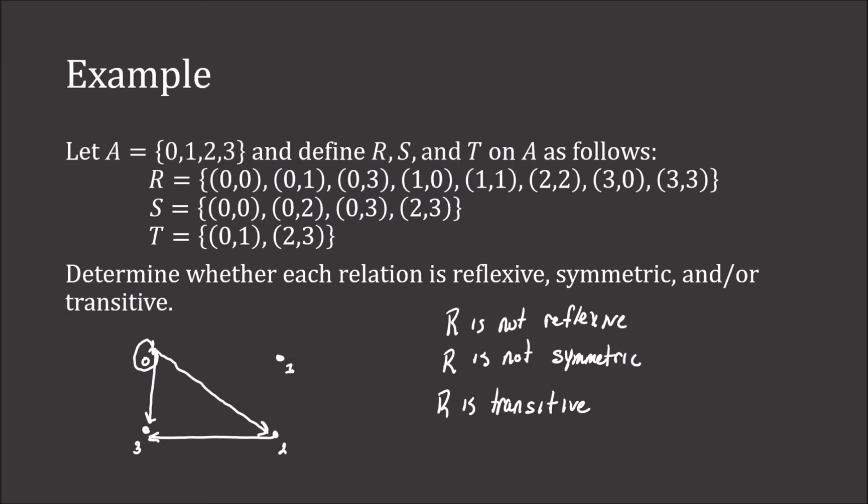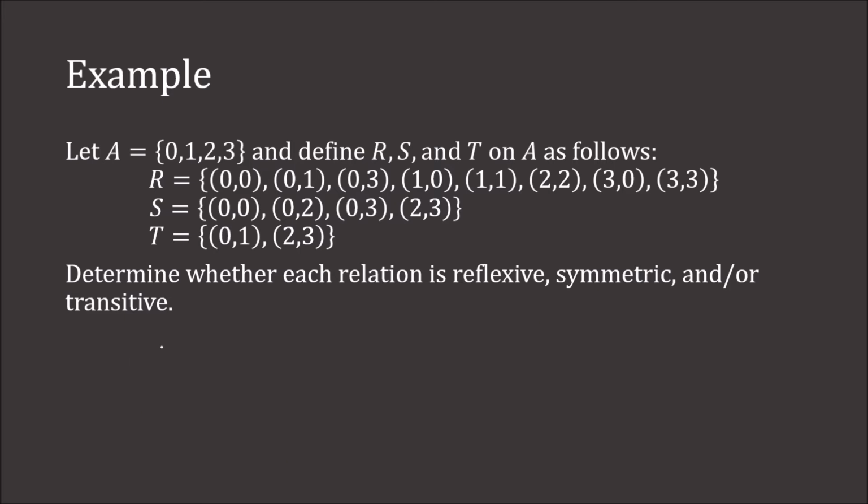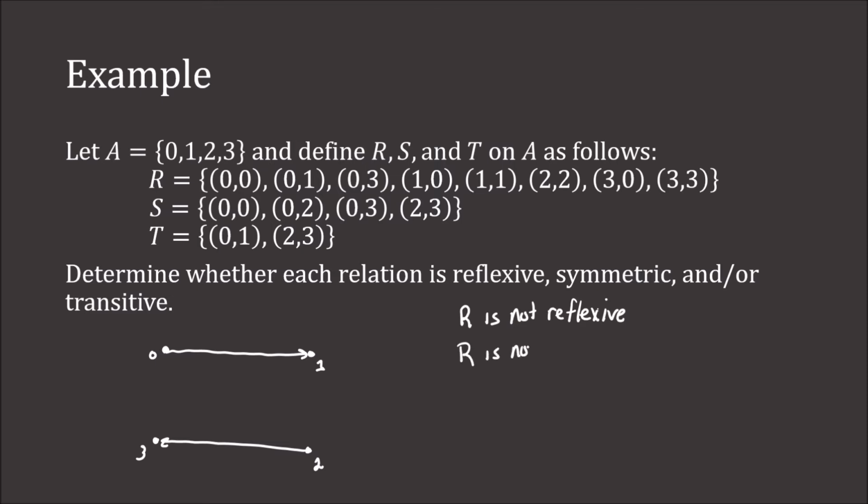Let's finally determine the last one. 0, 1, 2, 3. So it's 0 goes to 1, and 2 goes to 3. Well, there are no loop arrows here, so T is definitely not reflexive. So 0 goes to 1, but 1 does not go back to 0, so it is definitely not symmetric.